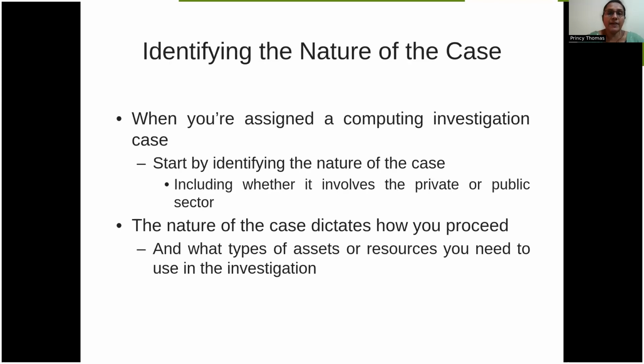Okay. Next is identifying the nature of the case. When an investigation case is assigned to an investigator, the first step will be to identify what kind of crime has occurred, whether it is in the private sector or public sector, what kind of things have happened, where to find the information, who might have been the culprits, etc. There should be an understanding of the nature of the case before a search is conducted. The actual nature of the crime will determine how the searching should proceed. What types of assets or resources should be investigated and things like that will be determined by our understanding of the nature of the case.